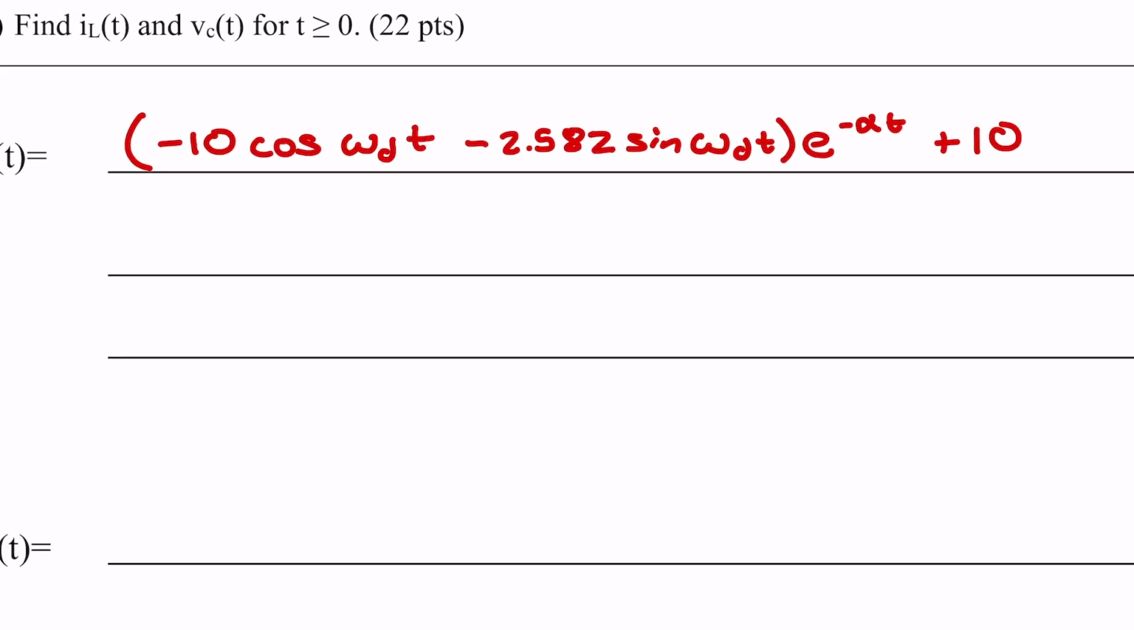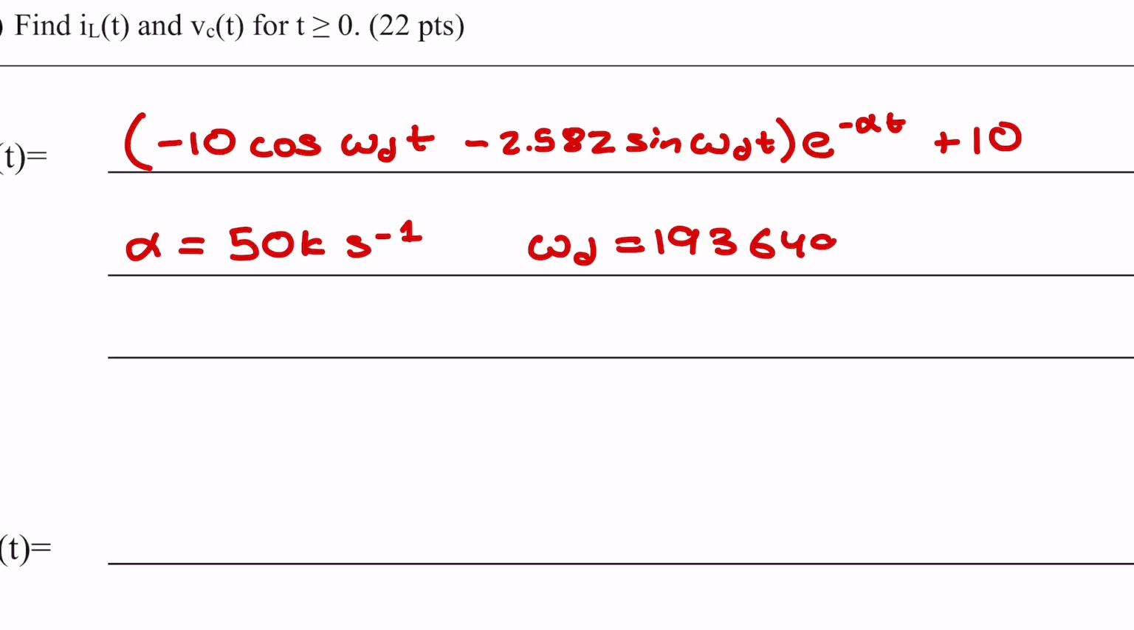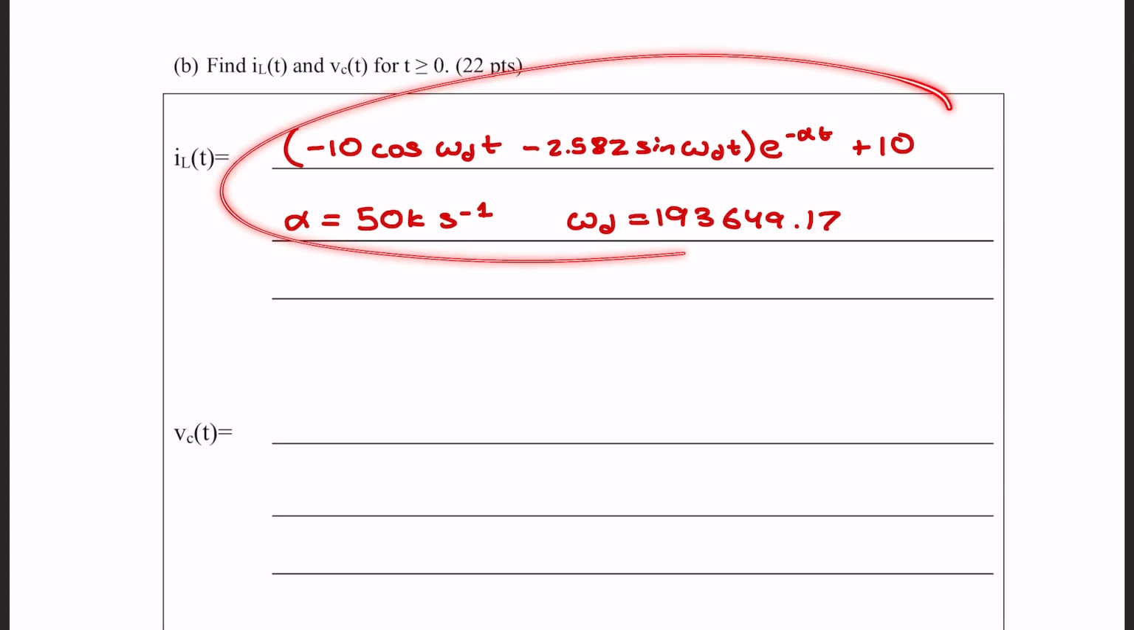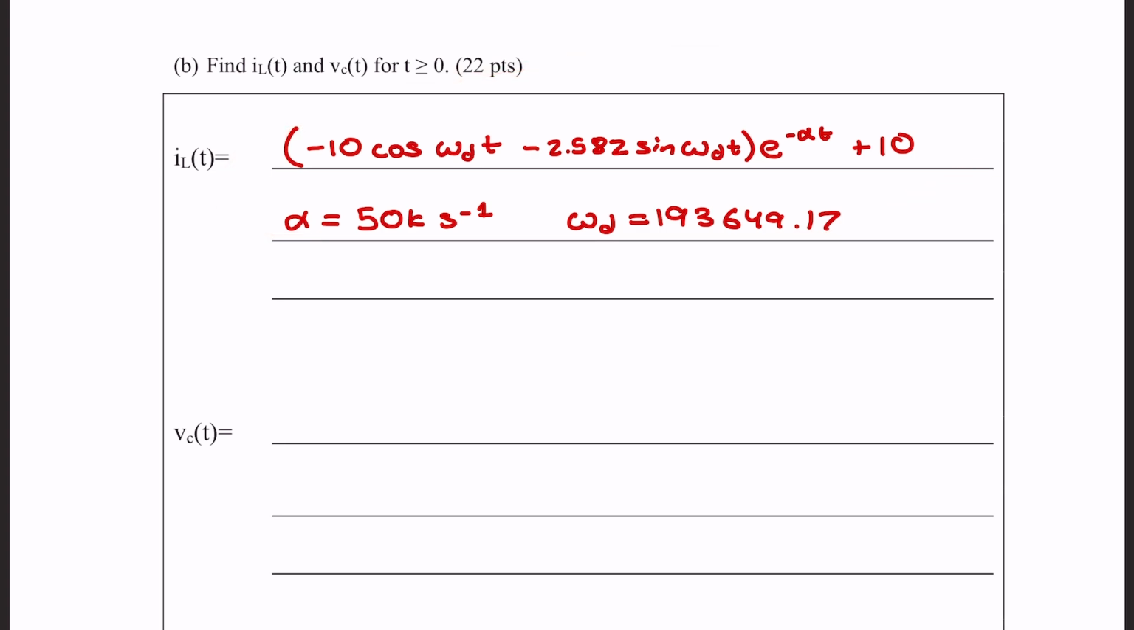We also need to clarify what these terms are because we can't just leave these as variables. So we can write down that alpha is equal to 50k and omega d is equal to 193,649.17. Now we have our completed equation. One thing you'll notice in the solutions is that it uses the exact same equation, but it simplifies it a little. It moves this 10 to the front and takes the negative out of this. But the solutions have the same answer.